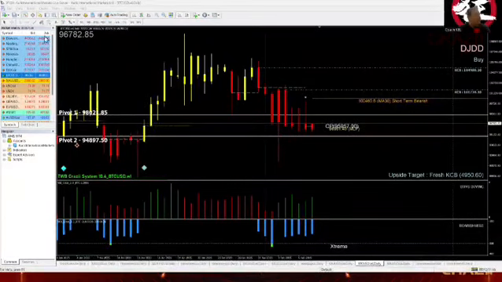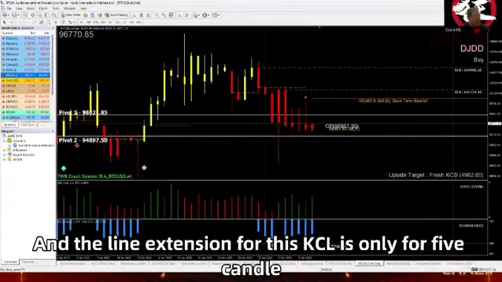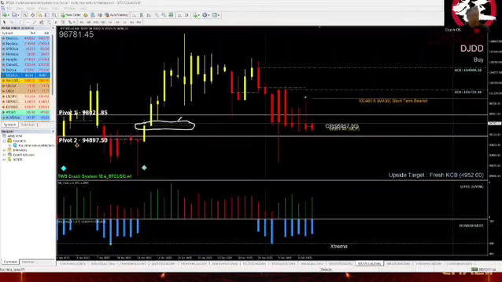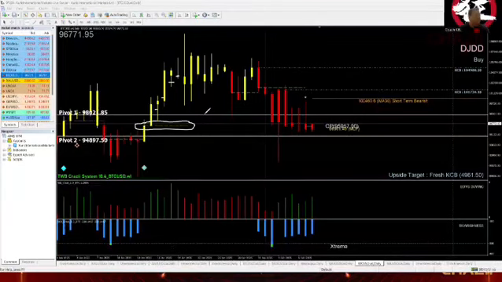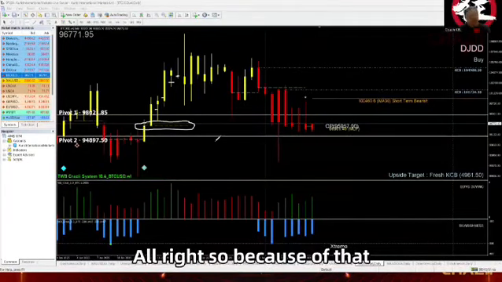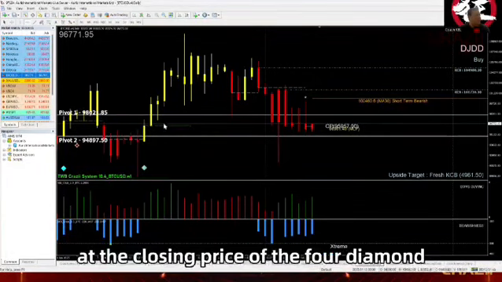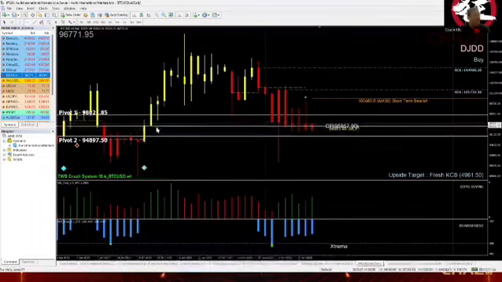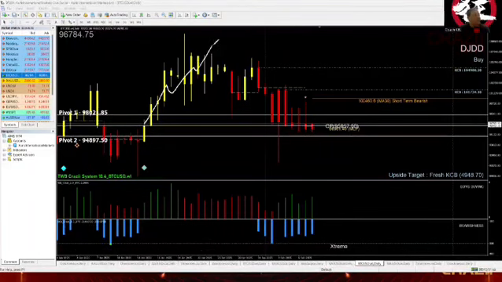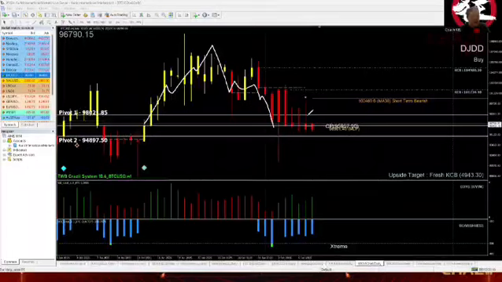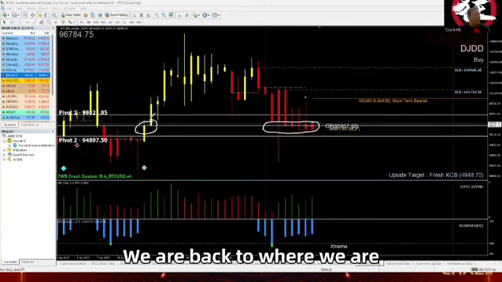Okay, now you notice that there are no more new diamonds, right? The line extension for this KCL is only for 5 candles. One, two, three, four, five. Five candles. So because of that, if I put a line now at the closing price of the four diamond, you will notice that the market went up, then came back down, and now incredibly it's back to where we are.